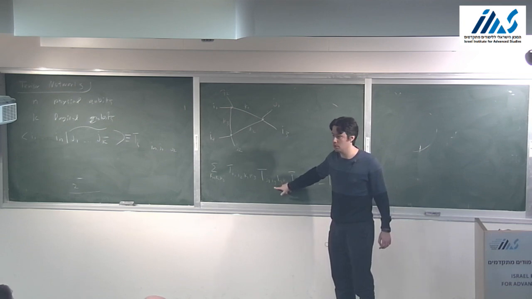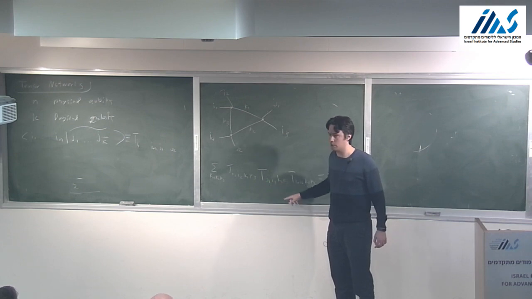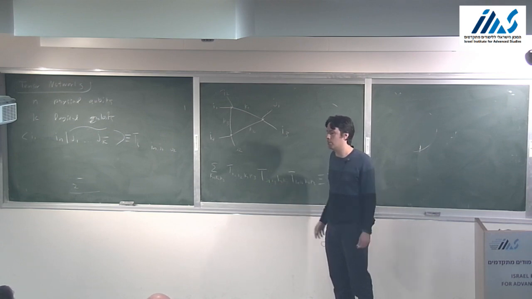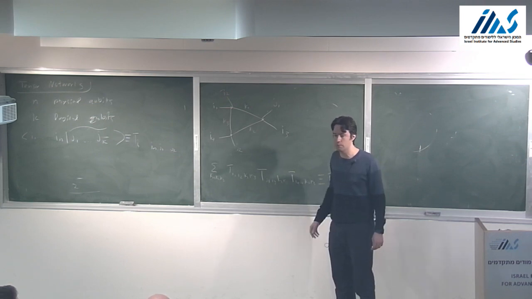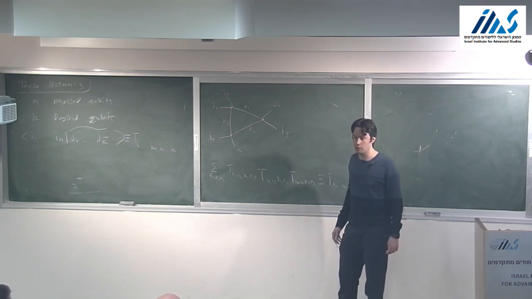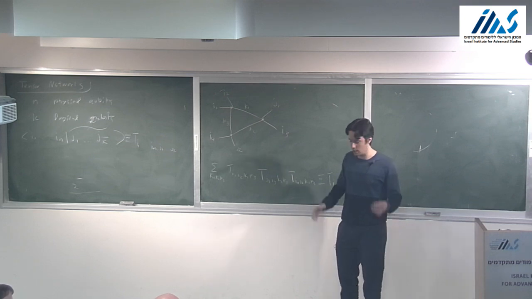So let's stop. The t's are all the same tensor, yeah. I mean, they don't have to be. You can make more general tensor networks where they're not. I will choose to have them all be the same. Okay, so any questions?